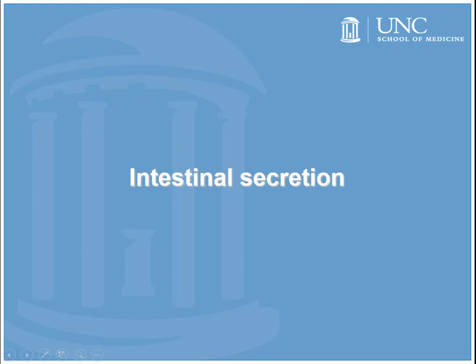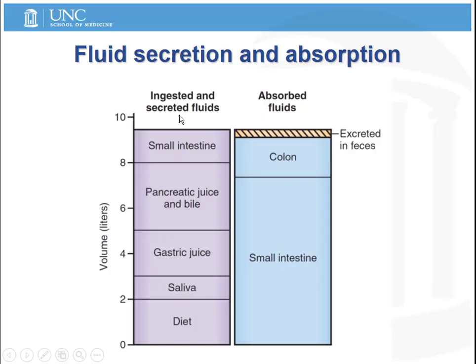The intestine also secretes water and electrolytes into the lumen so that digestion and absorption can occur effectively. This image summarizes the daily fluid intake, which is about 2 liters, and the volume of secretions that enter the GI tract from each source, about 7 liters in total. So of this approximately 9 liters of fluid that enter the GI tract each day, almost all of it is absorbed in the small intestine. Some is absorbed in the colon, and only very little, about 100 milliliters, is lost in the feces each day.